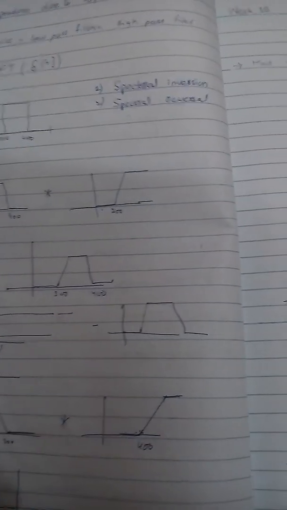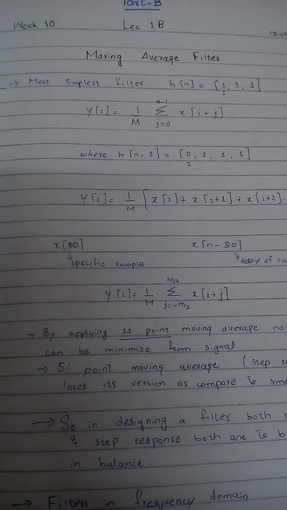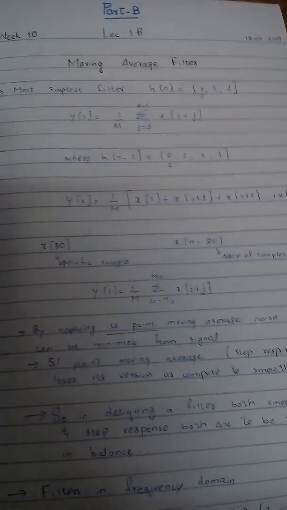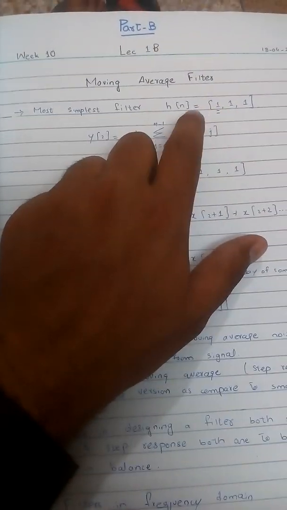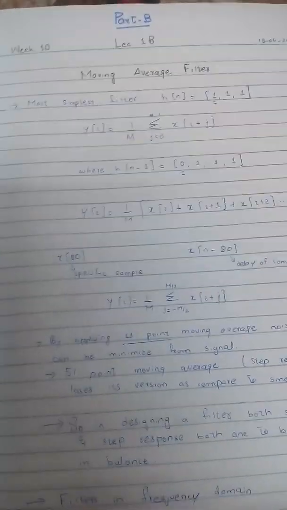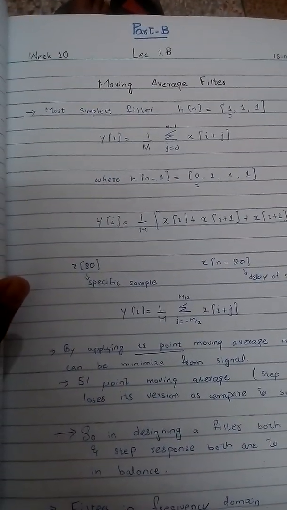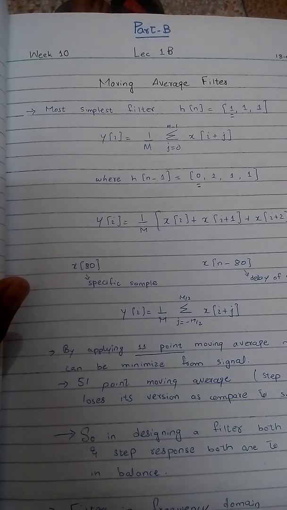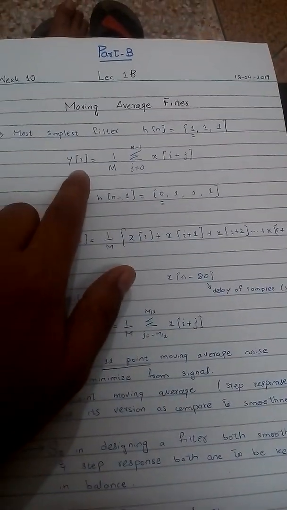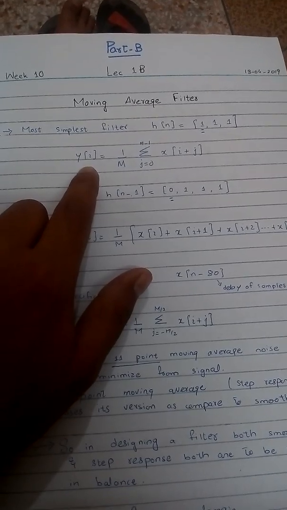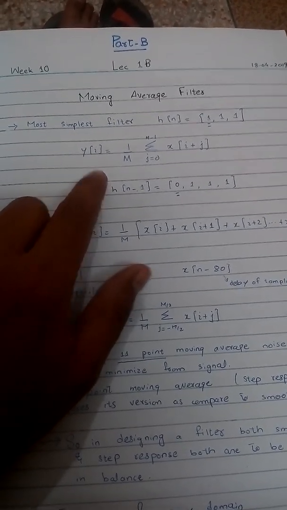Now moving towards the second part, that is moving average filters. This is one of the simplest filters, where h of n is 1 1 1 1. This is the simplest filter, that's why it is usually used in the market, and the dealers are shy to use it. But this is the basic formula for determining the moving average of the signal.